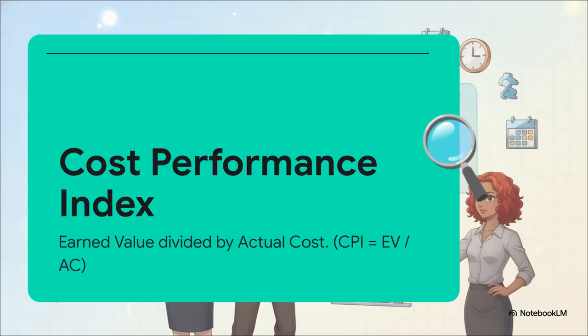Now, things get a little interesting as we shift from subtraction to division for the Cost Performance Index, or CPI. Instead of giving us a raw dollar amount like a variance does, dividing earned value by actual cost gives us a really clear ratio of our cost efficiency. Basically, it tells us exactly how much bang we're getting for our buck.